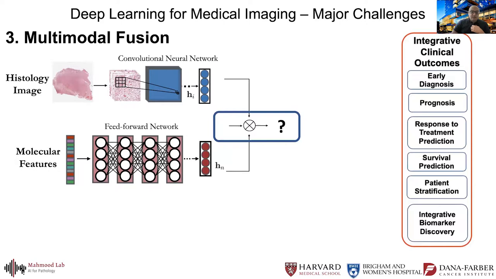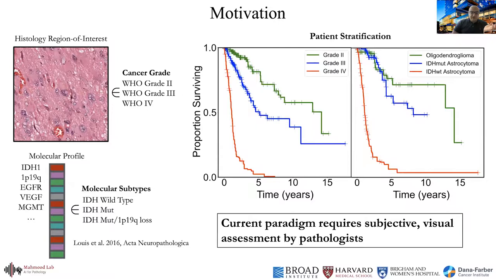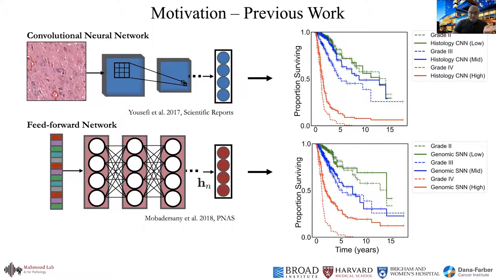So the motivation behind it is, of course, that we know that both histology images as well as molecular information are very predictive of outcomes, and combining them might help in stratifying patients in a more holistic manner. We also know that deep networks on the whole slide image, as well as deep networks on genomic information, can be used to predict outcome. So we did some analysis on this.